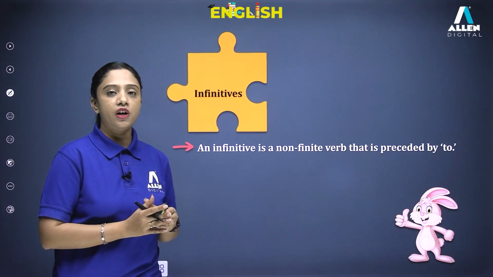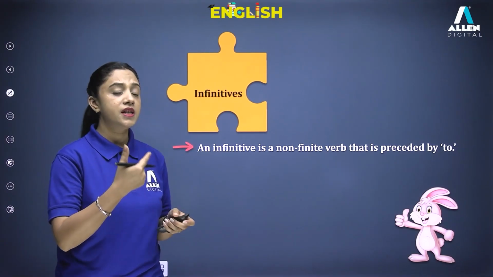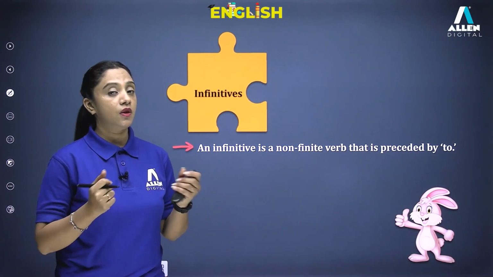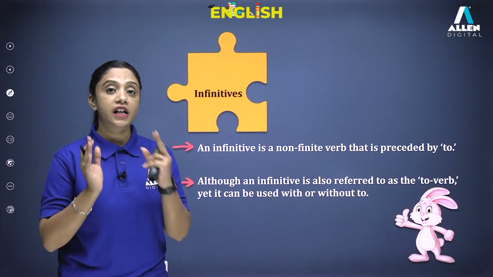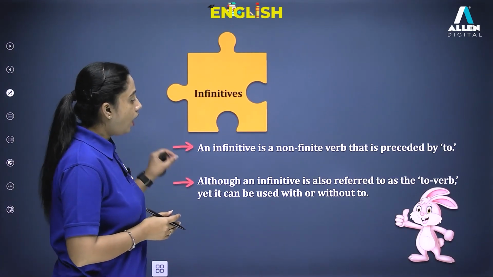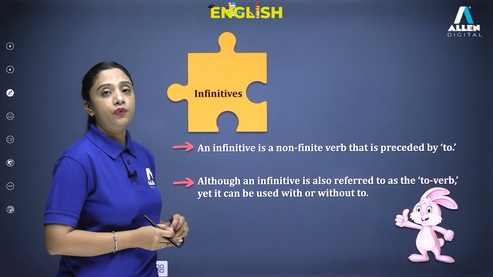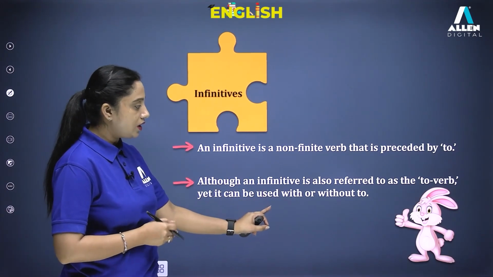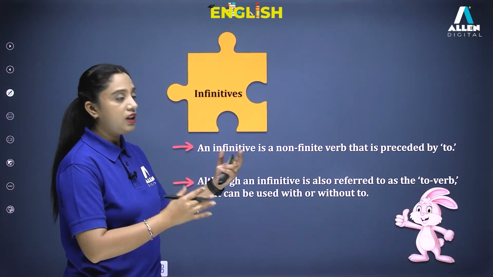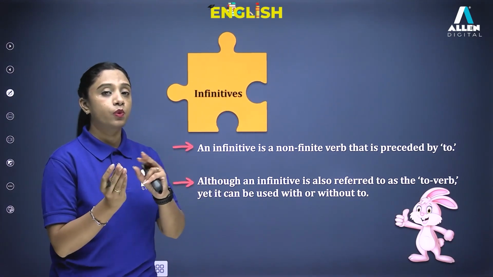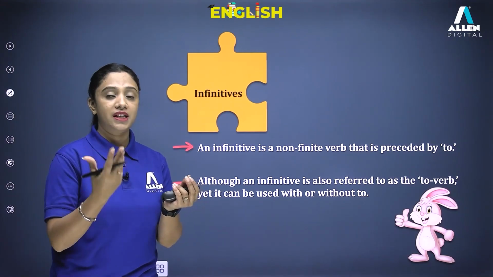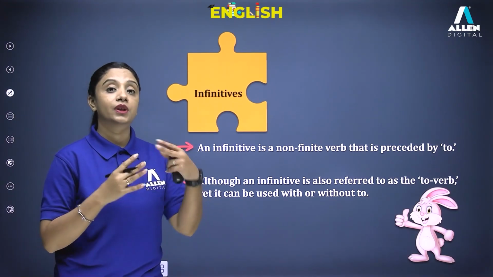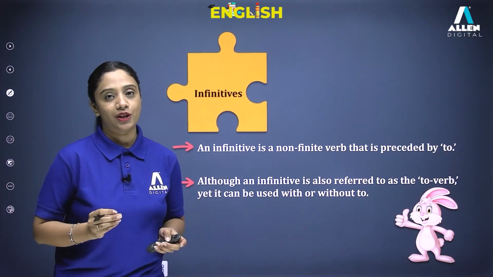So generally what are you going to see? You are going to see to plus first form of the verb, but it is also possible that you find only first form, right? So here, although an infinitive is also referred to as to verb, yet it can be used with or without to. So we refer to it as to verb as well, but you can see both changes over there. You may see it with to and you may see it without to in certain situations, right?